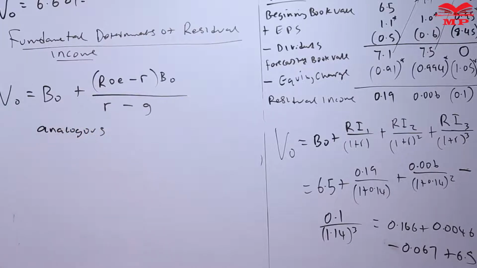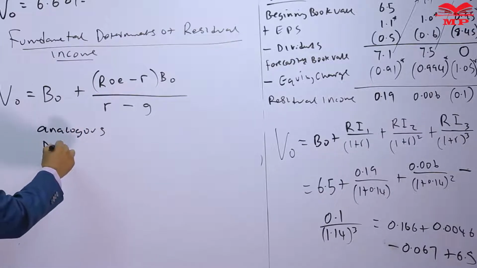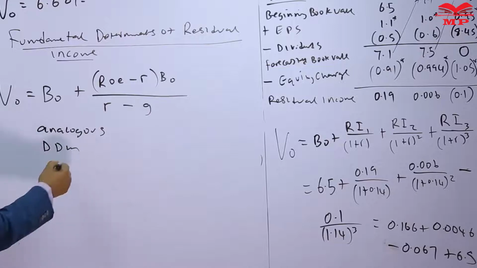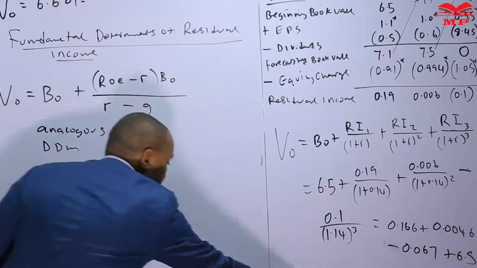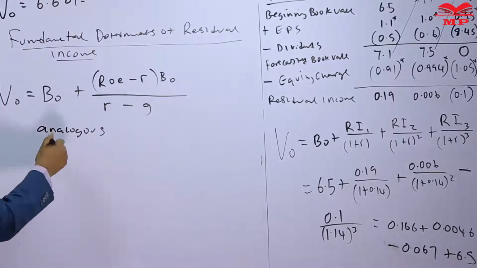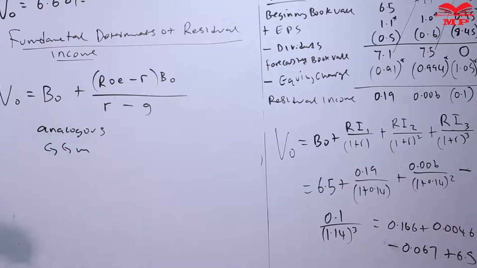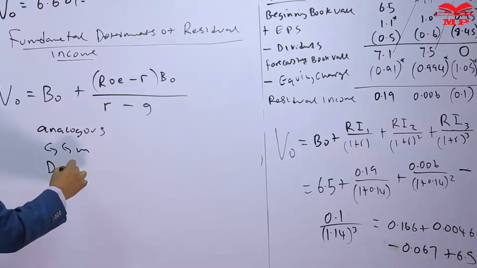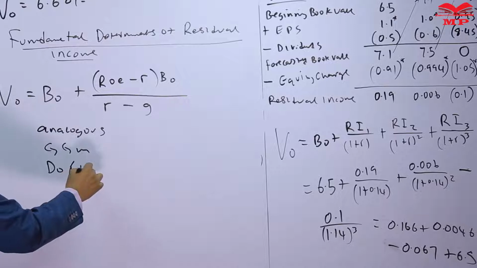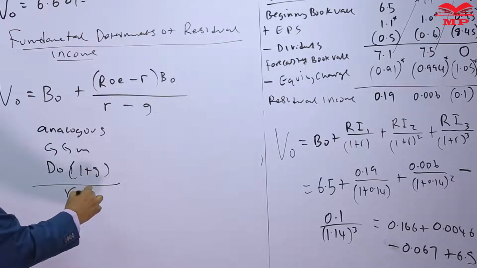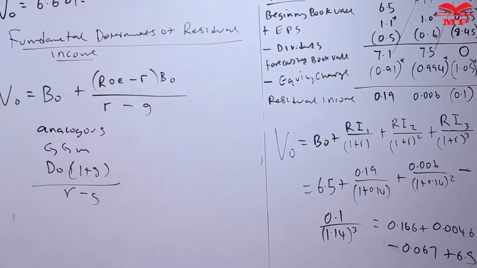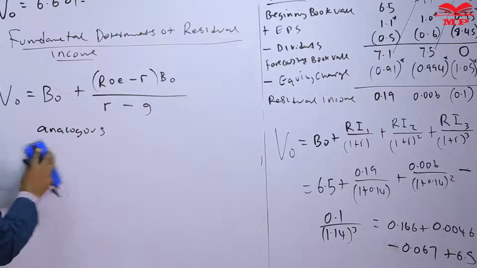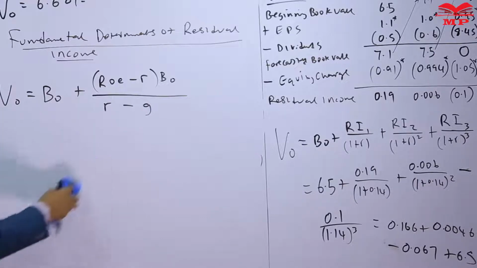And notice this, it is similar to the DDM, or rather GGM, Gordon Growth Model, where we have D naught 1 plus G over R minus G. It's almost similar to that. The only difference is that this component is the residual income. That is the only difference between the two equations right there.